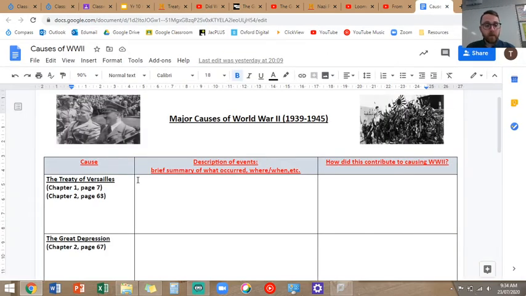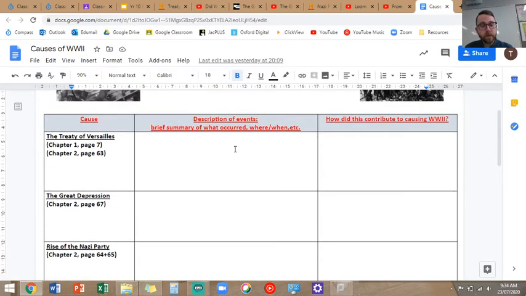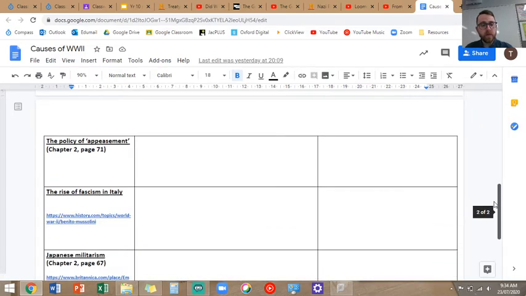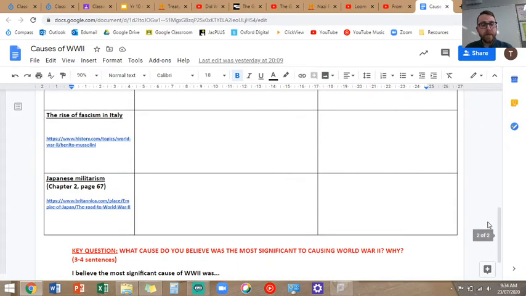As you can see, we've got the causes on the left here. So the Treaty of Versailles, which is in Chapter 1 and Chapter 2. Great Depression, Chapter 2. Rise of Nazis. Appeasement. Fascism and militarism. For fascism, I couldn't actually find a lot of information that was useful in the textbook, so I've just added a second website that you can use there.